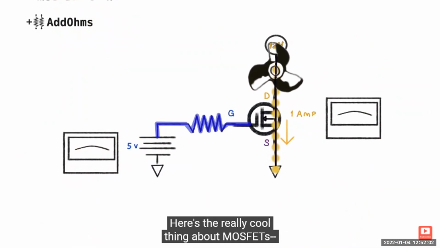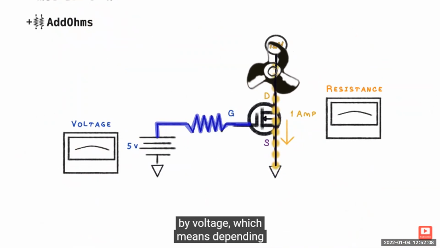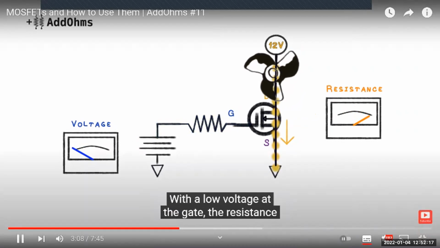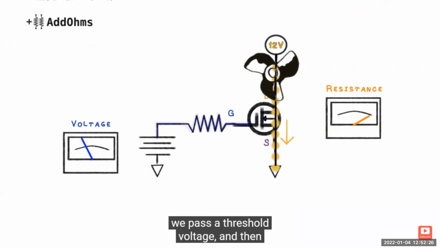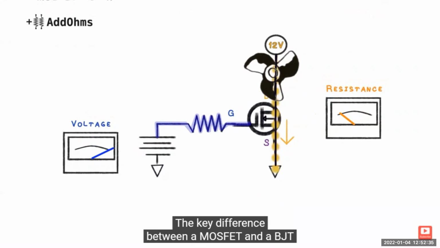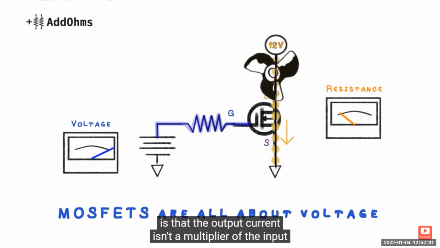Here's the really cool thing about MOSFETs. They are variable resistors controlled by voltage, which means depending on the voltage applied between the gate and source, the resistance between the drain and source will vary. With a low voltage at the gate, the resistance from the drain to source is very high. It's kind of like an open switch. As we increase the voltage at the gate, we pass a threshold voltage, and then the resistance from the drain to the source drops, and it drops very quickly. The key difference between a MOSFET and a BJT is that the output current isn't a multiplier of the input, because MOSFETs are all about voltage.